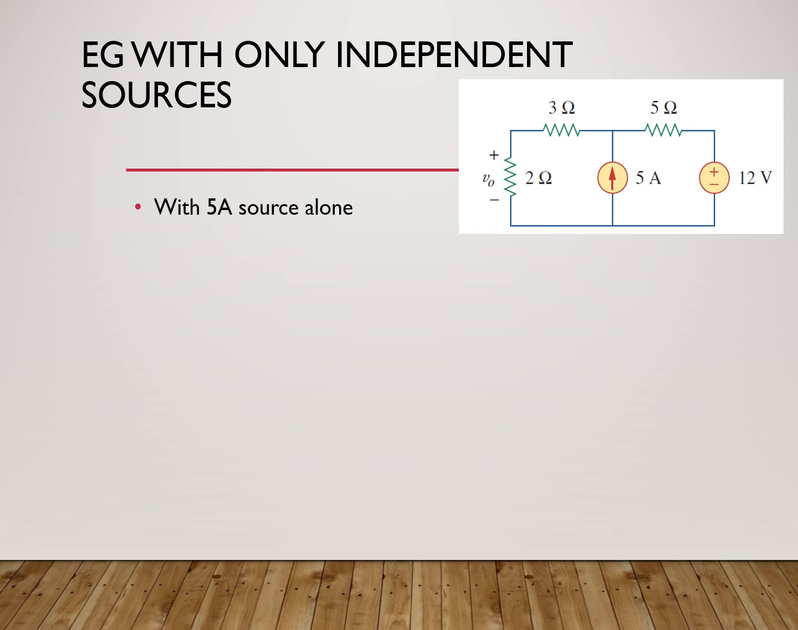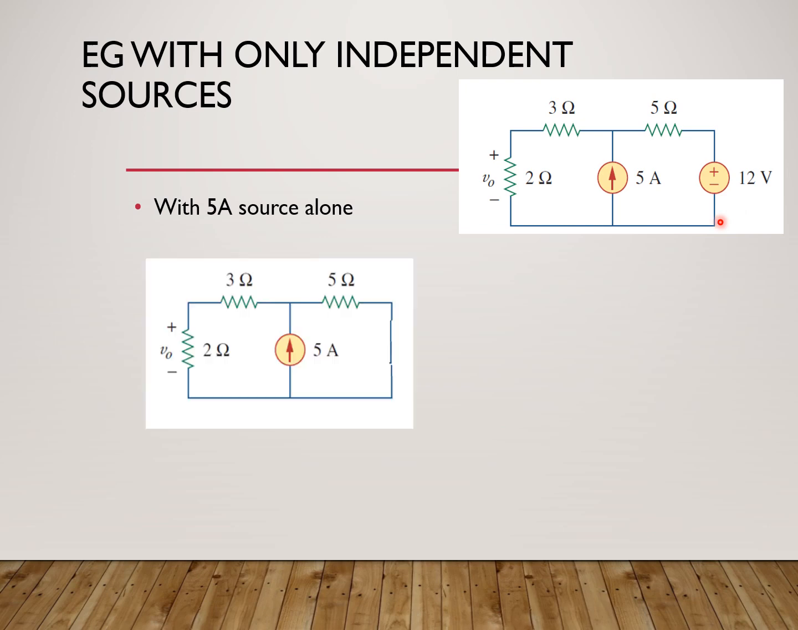When I'm considering the 5 ampere source alone, what do we do with the 12 volt source? It has to be made 0, or in other words, replaced by a short circuit. Once I replace it by a short circuit, this is our equivalent circuit. Now we can see that this is 5 ohm and it is in parallel to this total resistance. 2 and 3 are in series, so total 5 ohm.